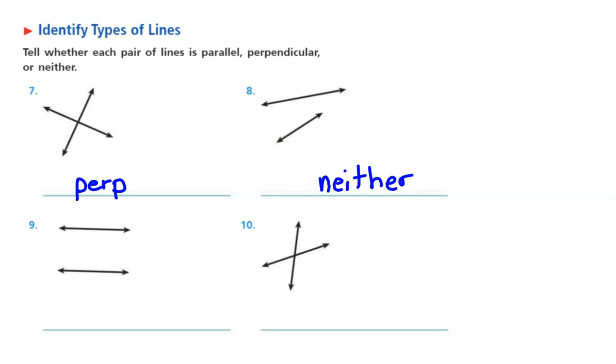For number 9, we've got two line segments, and they seem to be the exact same distance apart. So we're going to call this parallel.